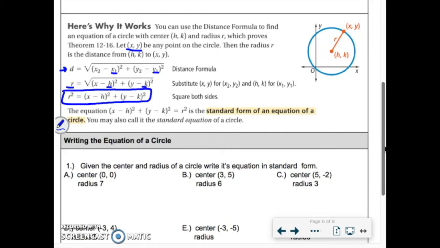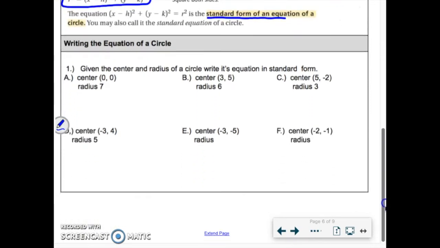So this is all to show you that the equation of the circle comes directly from the distance formula, because all it's giving you is all the points that are that exact distance from the center (h, k). All right, so we call that the standard form of an equation of the circle, or the standard equation of the circle. All right, so we might need to do some writing of the equations.